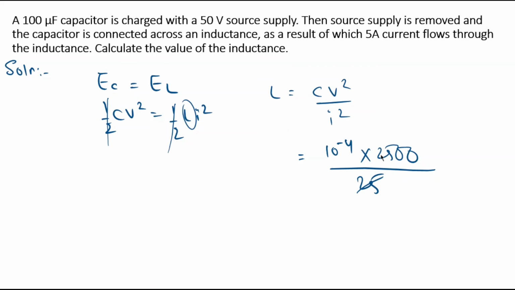So this will become 100, and 10 raised to minus 4 into 10 raised to 2 will be 10 raised to minus 2. So L will be 10 raised to minus 2 henry, which can be written as 0.01 henry. So this was the last sum of this chapter.